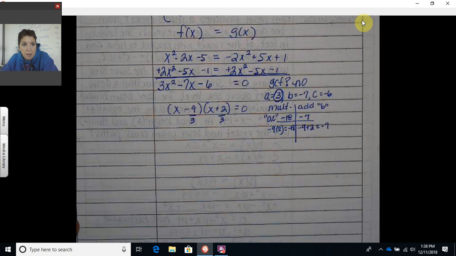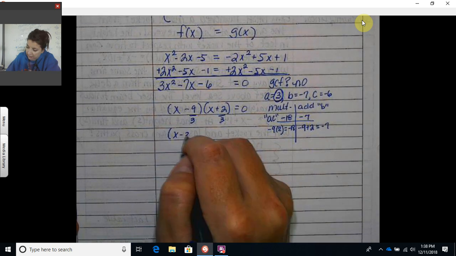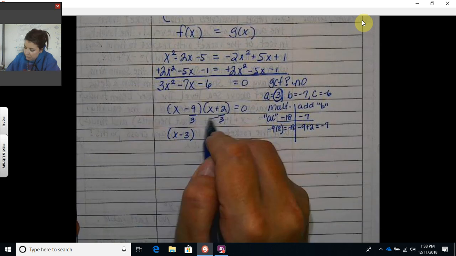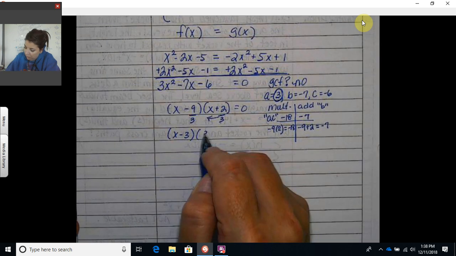X minus 9/3, divide or slide? Divide. So what's my new factor? X minus 3. X plus 2/3, divide or slide? Can I reduce? No. So if I slide the 3 on over, what's my new factor? 3x plus 2.